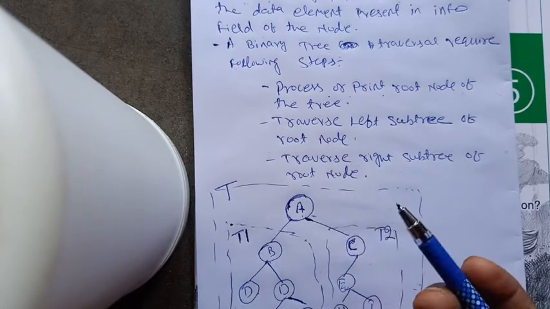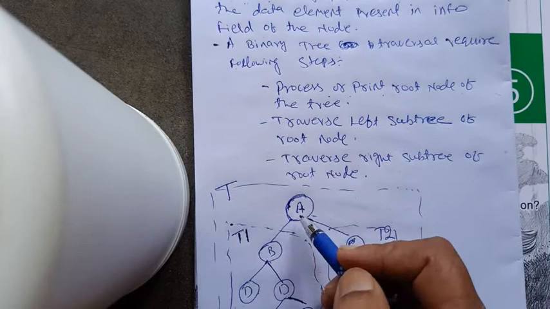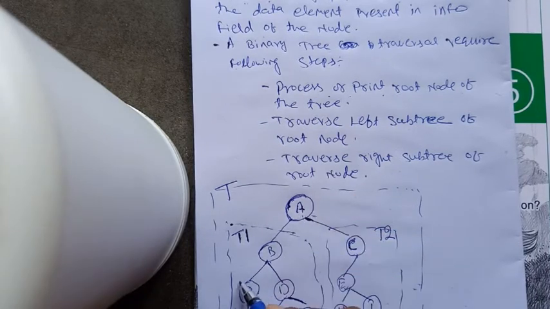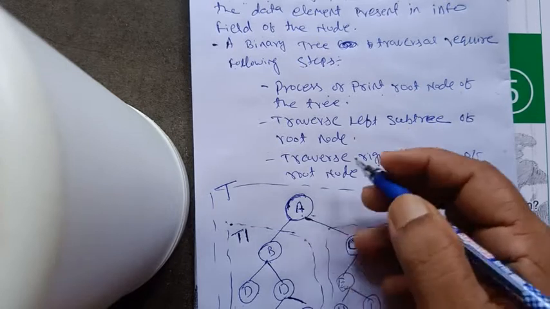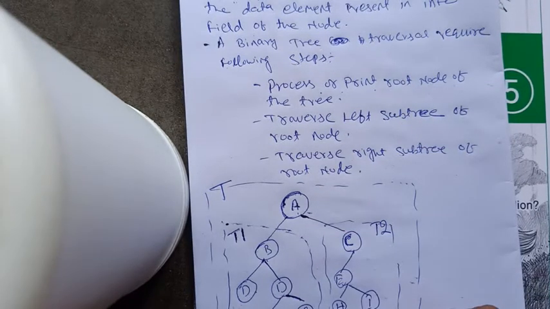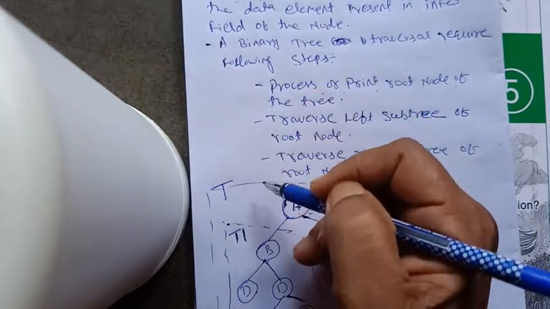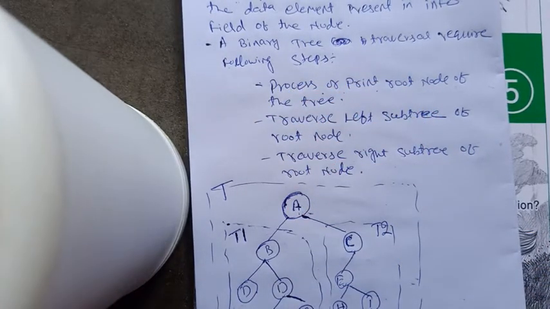So instead of processing the root node first, we can traverse the left subtree first. Then we can process the root node, and then we can traverse the right subtree. This is one altered sequence. So these 3 steps can be altered. Hence, traversing a binary tree can be conducted in 3 different ways.